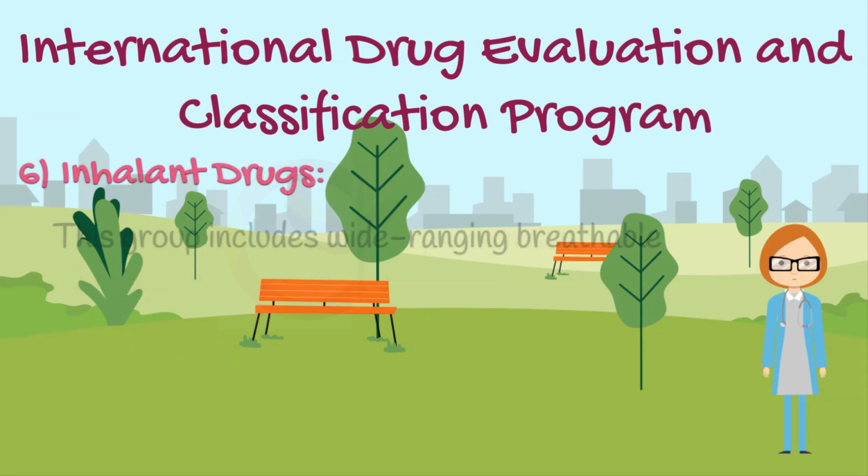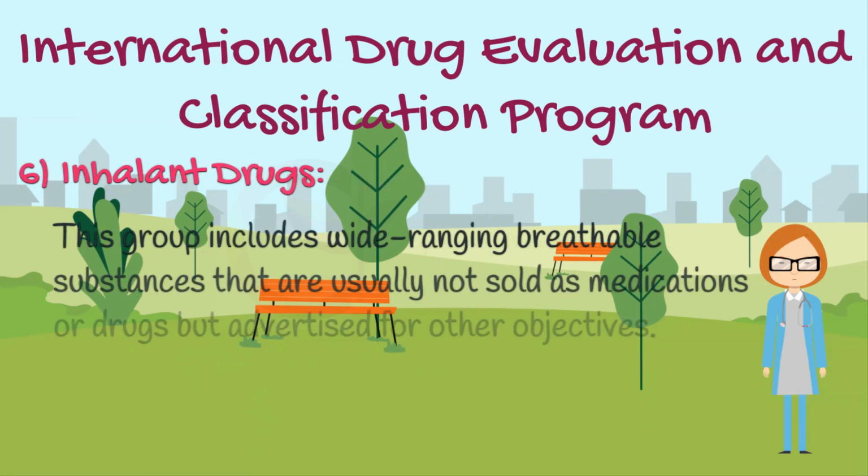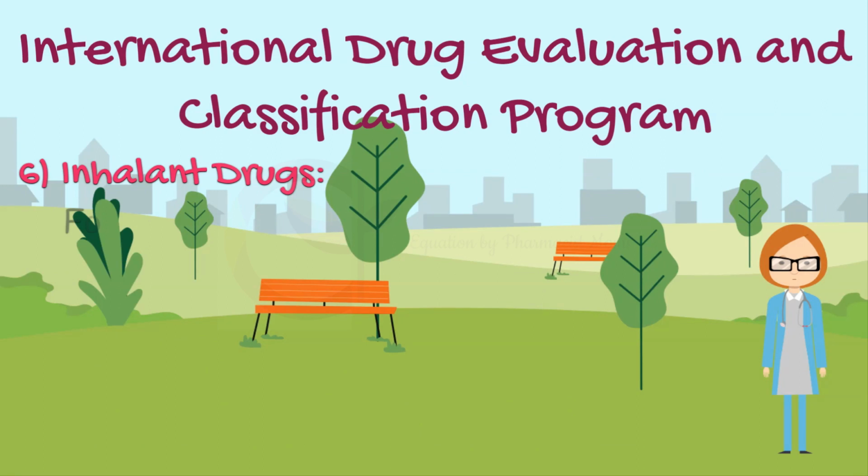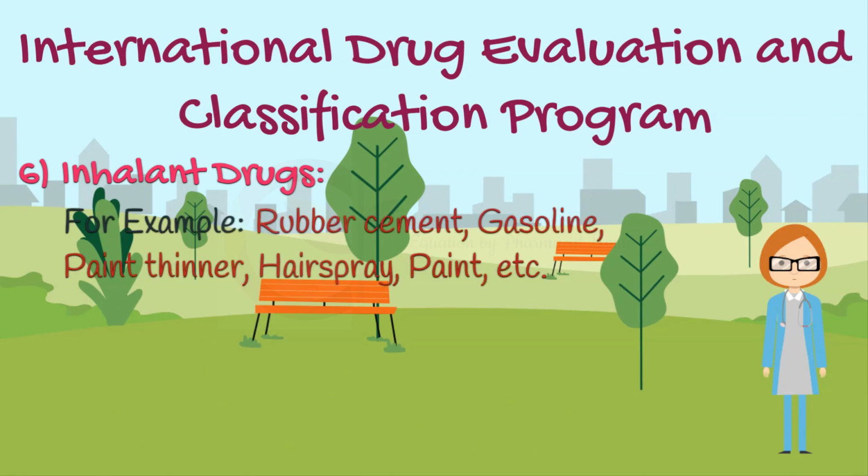Inhalant drugs. This group includes wide-ranging breathable substances that are usually not sold as medications or drugs, but advertised for other objectives. This classification also includes anesthetics that are administered in the form of breathable gases. Examples include rubber cement, gasoline, paint thinner, hairspray, paint, etc.